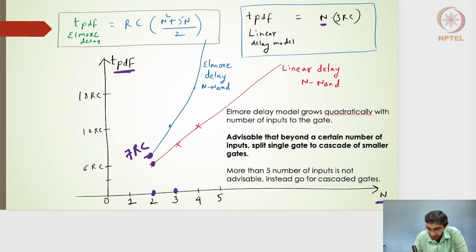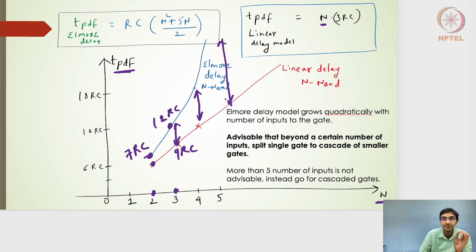If I go for N equal to 3 inputs, this value will be 9 RC on the linear delay model. On the Elmore delay method, it turns out to be 12 RC. So this difference, which was 1 RC in the 2-input NAND gate, now grows to 3 RC in the 3-input NAND gate. In the 4-input NAND gate, the difference is quite more. In the 5-input NAND gate, the difference is even more, and so on. So the difference between the Elmore delay method, which is more appropriate, and the linear delay model keeps on growing.